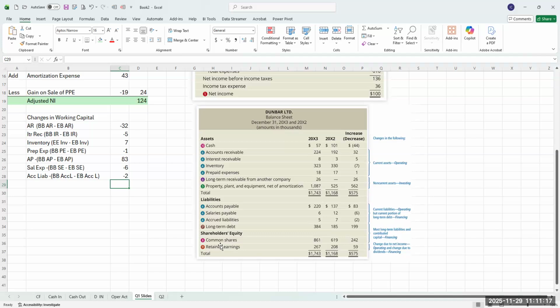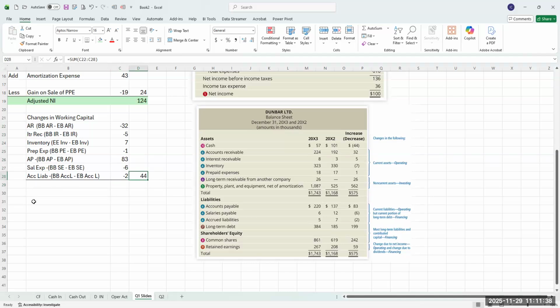Next part is long-term debt, common shares and retained earnings. Those are part of the financing activities. We're not going to deal with those. So how much is the net change? Net change, if we do the calculation, is $44.